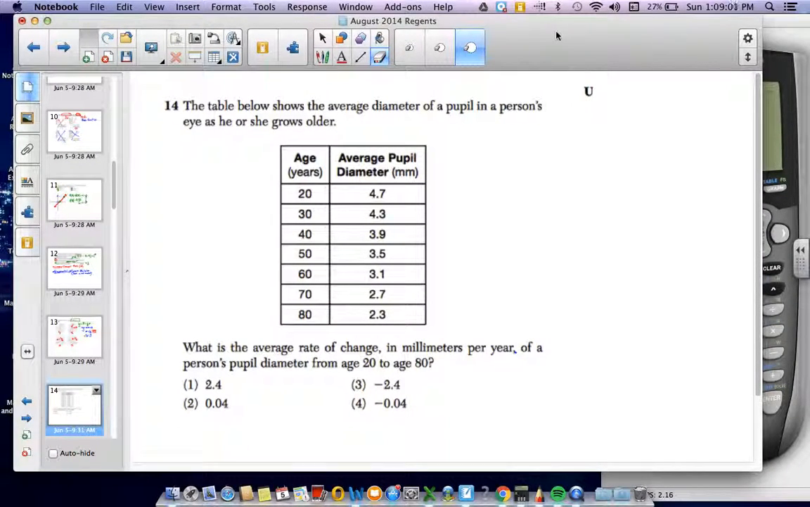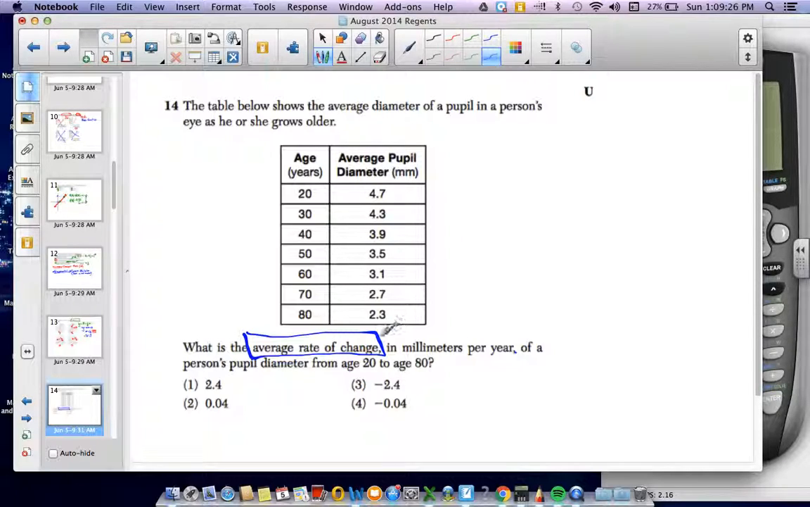Hello everyone. So for number 14, we're taking a look at a table of values. It says average pupil diameter versus age, and they want us to find the average rate of change. That should be a word or phrase that kind of stands out. Average rate of change is something that we deal with, and something that we calculate on a pretty familiar basis.